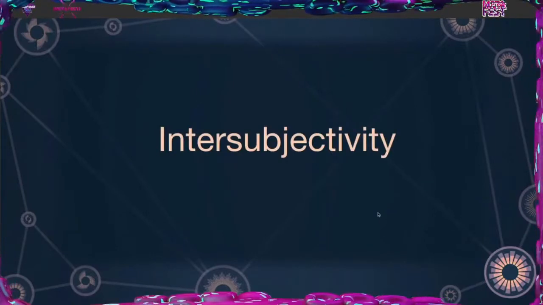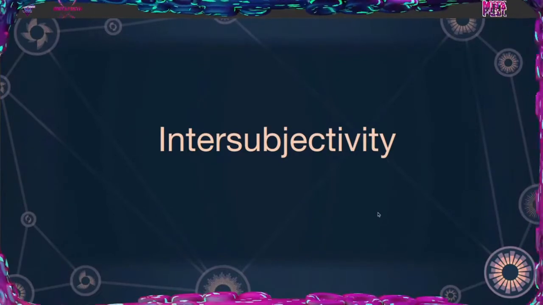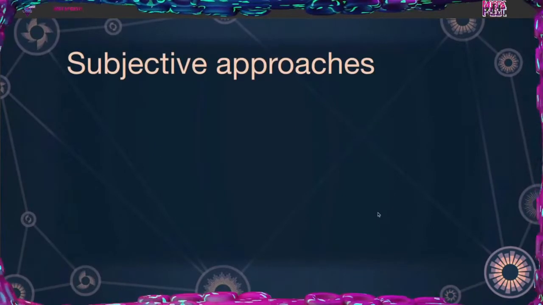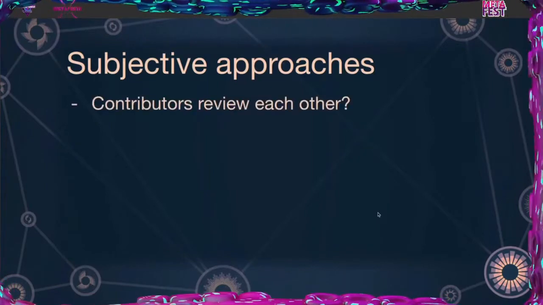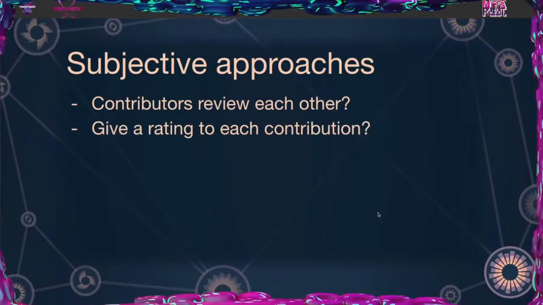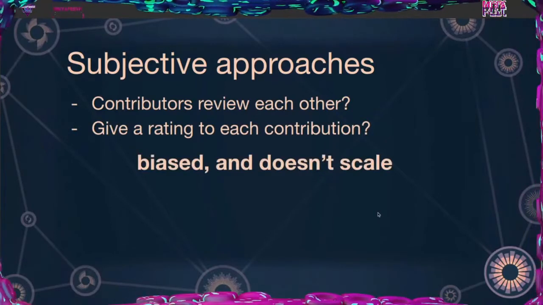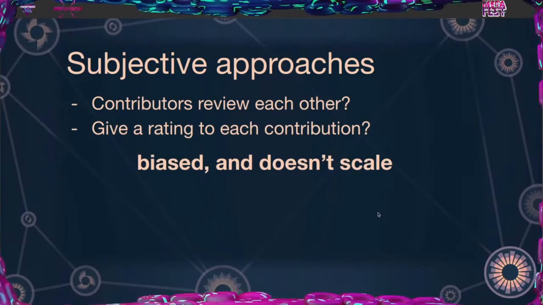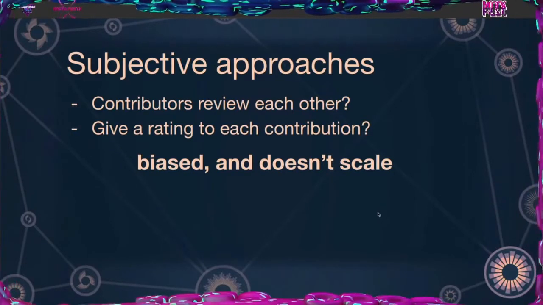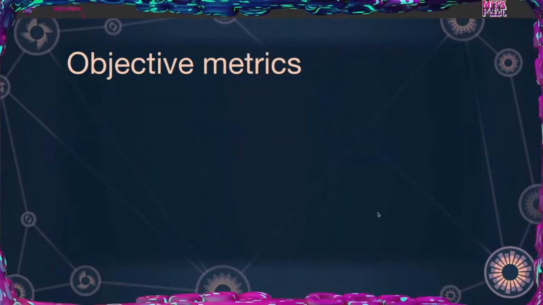And what SourceCred aims for is kind of a buzzword now: intersubjectivity. As we know, reward systems have two main approaches generally. You've got subjective approaches, such as contributors reviewing each other or giving a rating to a contribution. The problem with these systems is that they tend to be biased and don't scale too well. I think Coordinape has done this really well in a way that avoids some of these problems, but that's the general problem with subjective approaches.